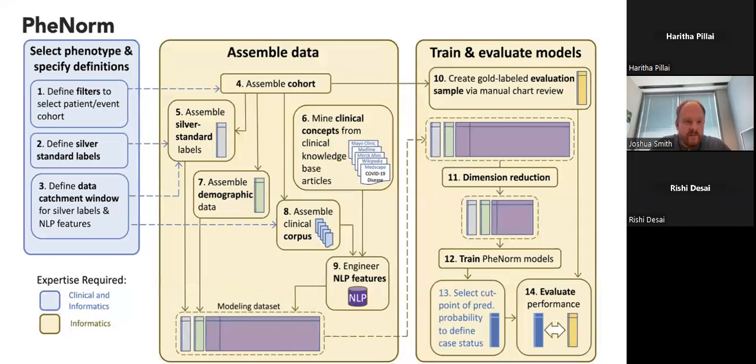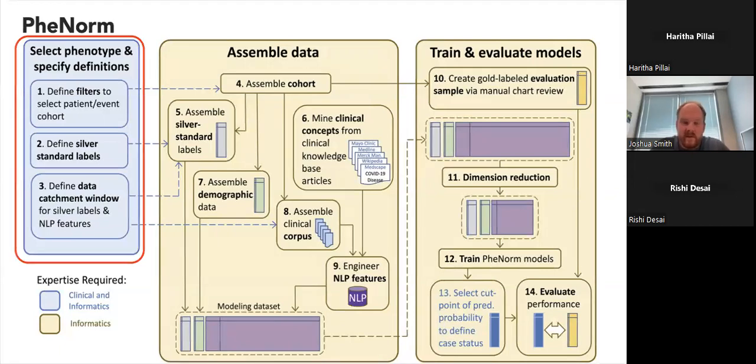You see here in this figure, the PheNorm algorithm as we've distilled it. This was created by David Carroll, my co-lead on this project. First of all, you select the phenotype that you want to use, in this case, COVID-19, and specify the definitions. We first define a filter to select patients and events and bring them into our cohort. This can be some sort of simple inclusion criteria like age, or it can be more complicated. We then define our silver standard labels. What are we going to use as approximations for case status?